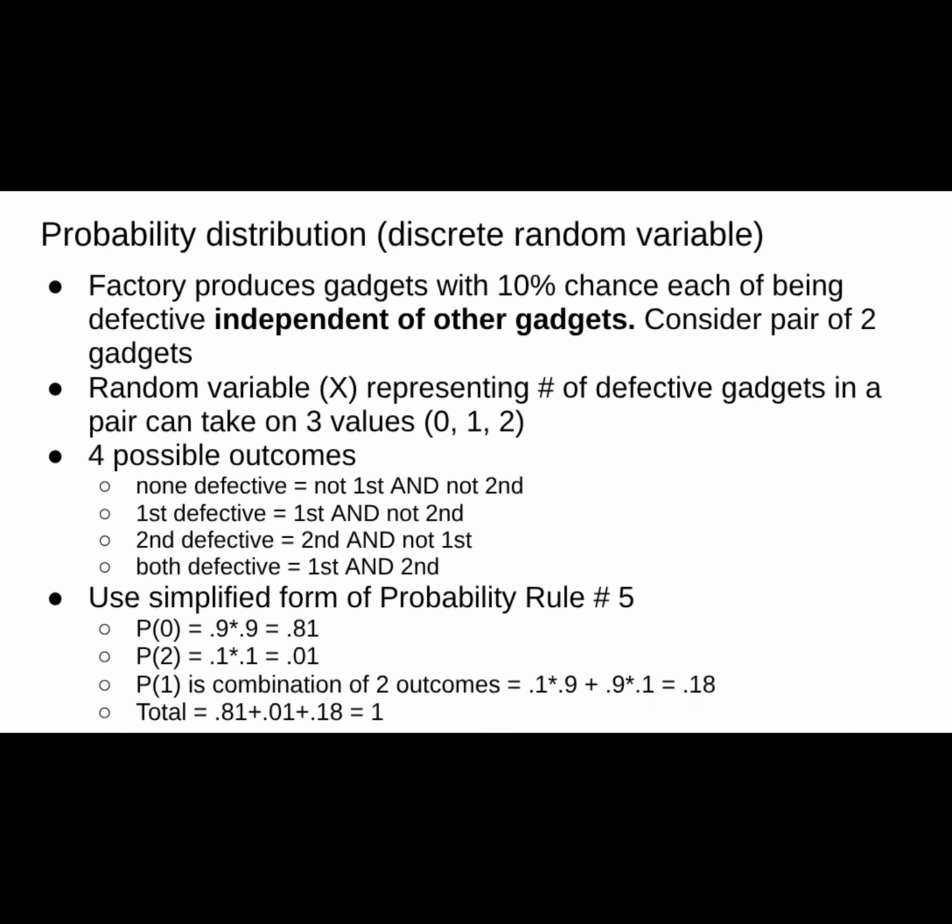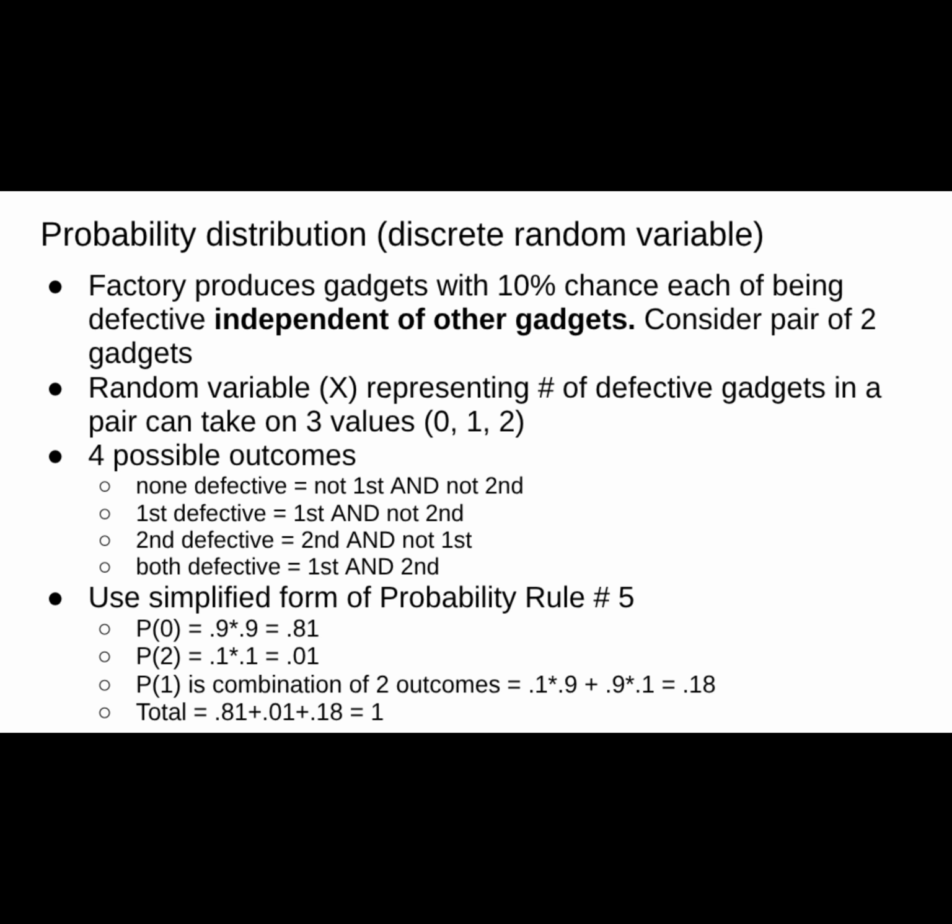Here's another example. A company produces gadgets that each have a 10% chance of being defective, independent of other gadgets. What is the probability distribution for the random variable representing the number of defective gadgets in a pair of 2 gadgets? This random variable can take on 3 values, 0, 1, or 2, but there are 4 possible outcomes. None, the first, the second, or both could be defective. To get the probability of any of these 4 outcomes, we need the 5th rule of probability, the multiplication rule, because they're all joint probabilities.